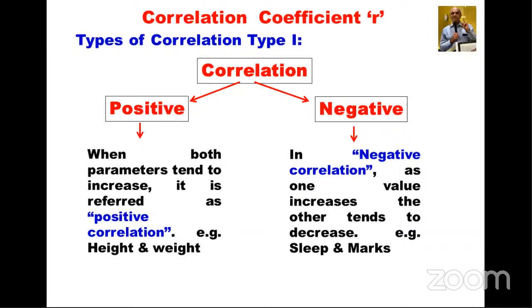Similarly, a negative relationship: as y increases x decreases, or x increases y decreases. So the relationship between sleep and marks. As hours of sleep increase, definitely marks decrease. So it is a negative relationship or inverse relationship.